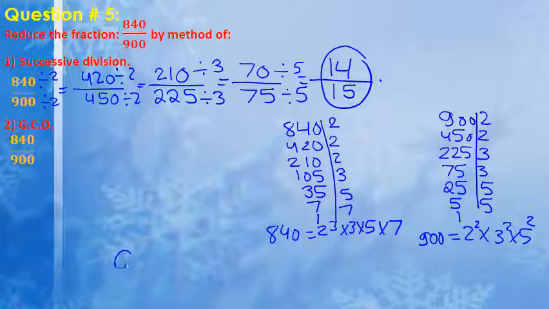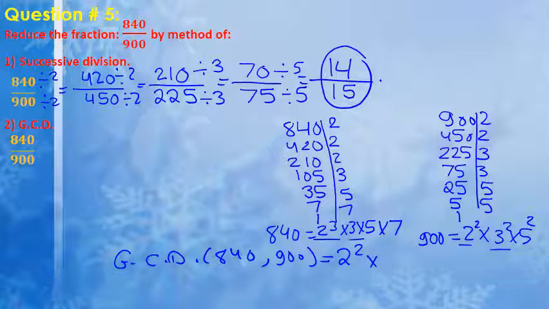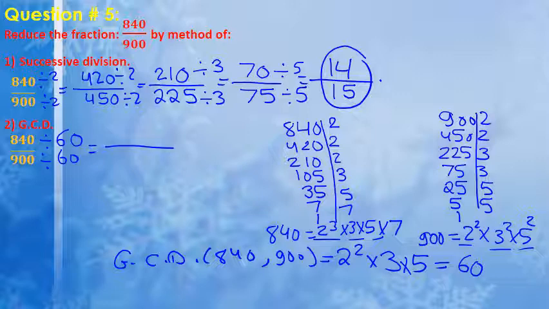Now we should find their GCD. GCD of 840 and 900. We have 2 cubed and 2 squared. The least is 2 squared. We have 3 and 3 squared. We take 3. 5 and 5 squared. We take 5. 7 is not common. We don't take it. Now 2 squared times 3 times 5 gives us 60. We divide both terms of the fraction by 60. 840 divided by 60 gives us 14. 900 divided by 60 gives us 15.